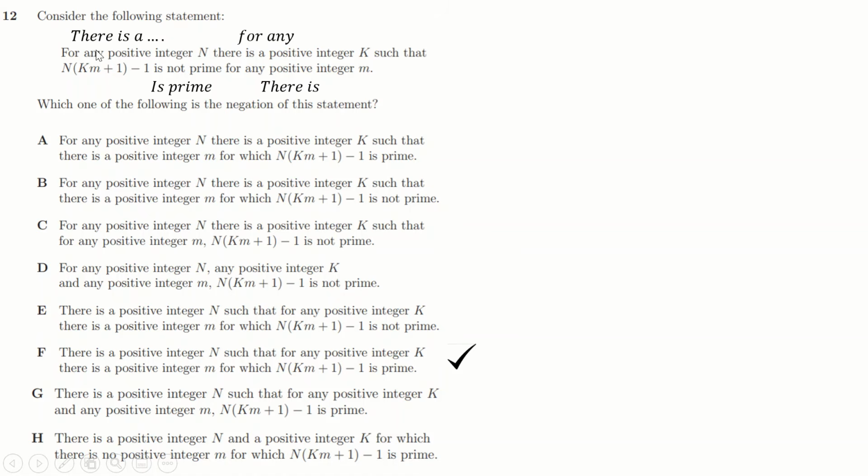So those are your rules. For any changes to there is, and vice versa. If you see a not or an is, then that changes to an is or a not, and vice versa.